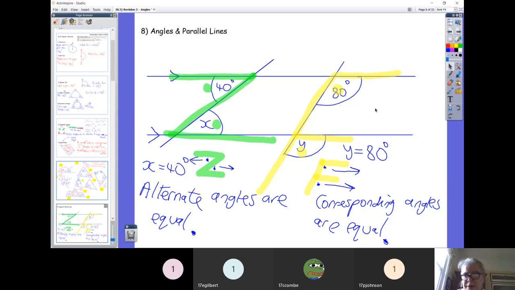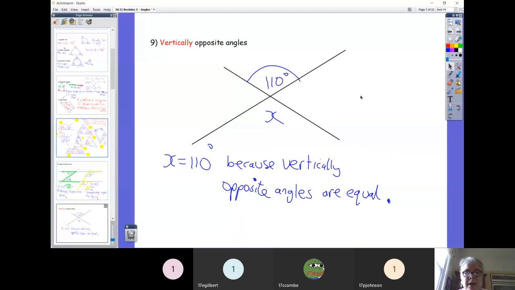So then I think it's the final rule from memory, where you've got two straight lines crossing, opposite angles are equal, but we've got to be more precise than that nowadays. We've got to say vertically opposite angles are equal, so that would be 110 degrees.